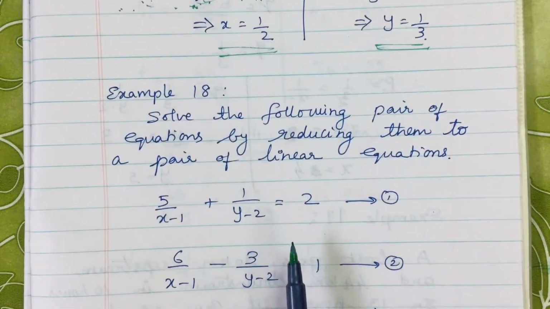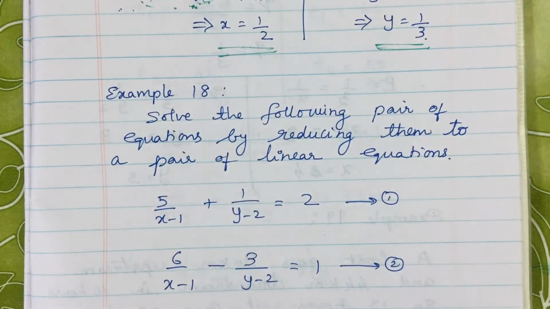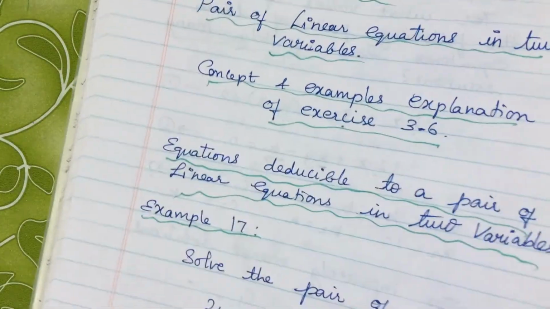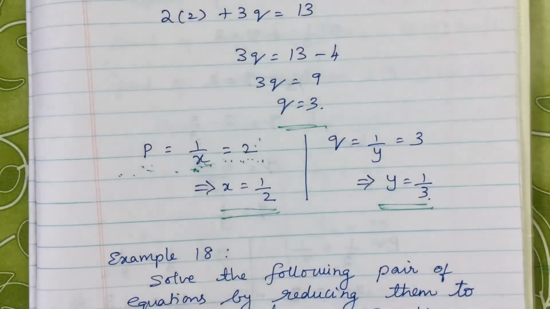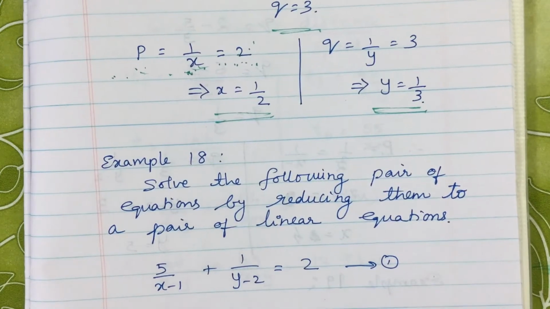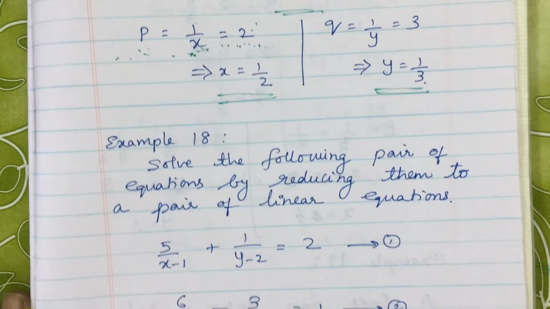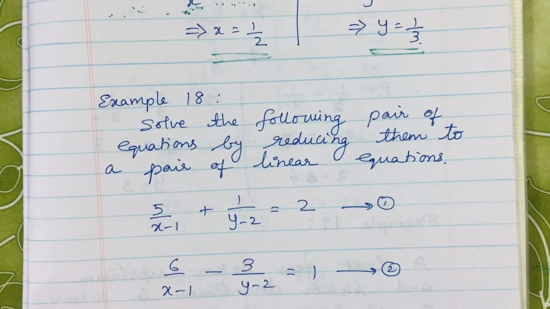Okay. So this is the answer which is apt for your topic, right? So what is your topic? Equations reducible to a pair of linear equations. Initially you are given some complex equation, you reduce it to a simple linear equation, then you solve it, then you again convert that assumption to get the answer you want.